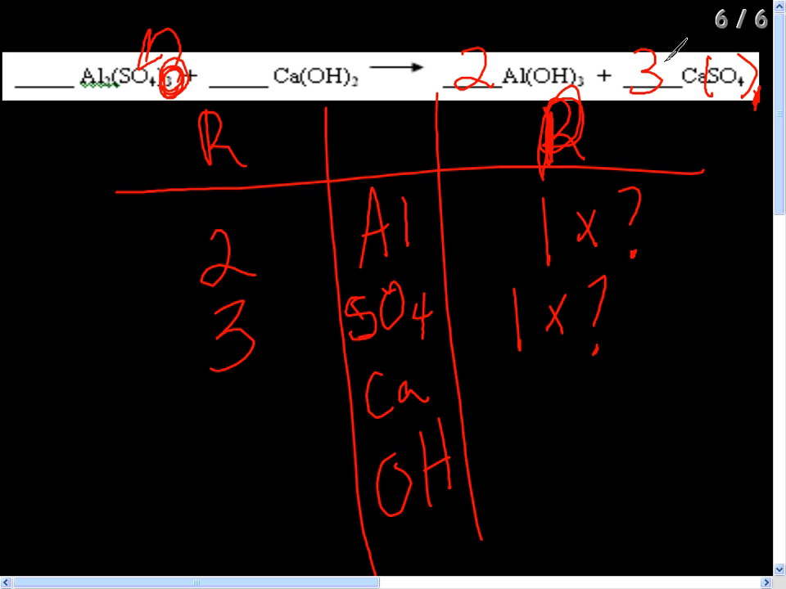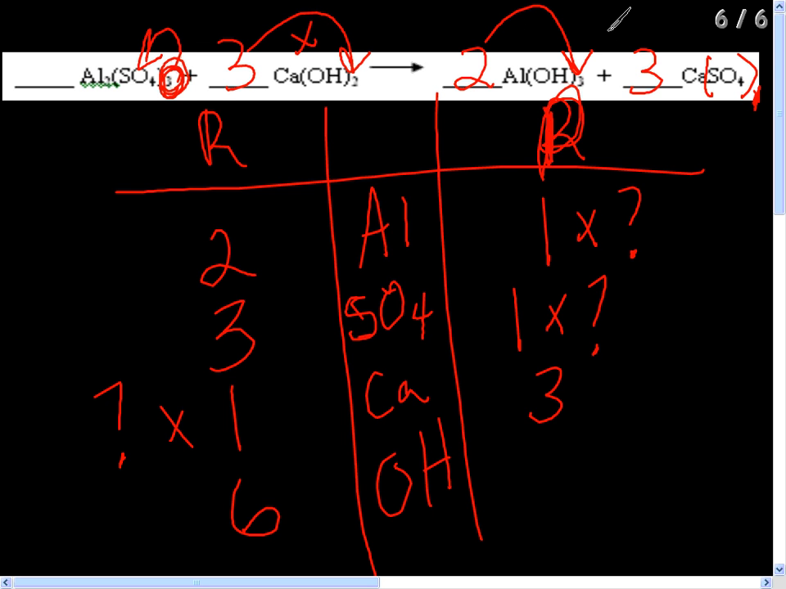My calciums, I have 1 here in my reactants, and I have 3 in my products. So I need to multiply this one by something. And my hydroxides, I have 6, because 3 times 2 is 6. I have 6 in my reactants, and 2 times 3, I have 6 in my products. Let's go through and make sure everything's balanced.